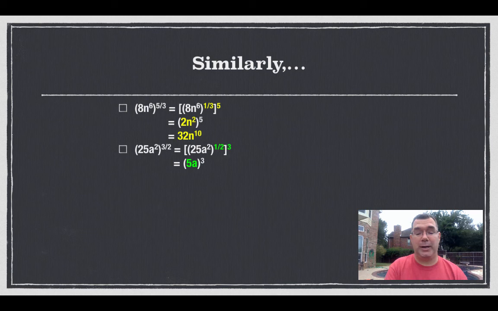And now I'm going to apply that 3 that's outside the brackets. 5 cubed is 5 times 5 times 5, which is 125. And a to the 3rd, or a cubed, is just a cubed.